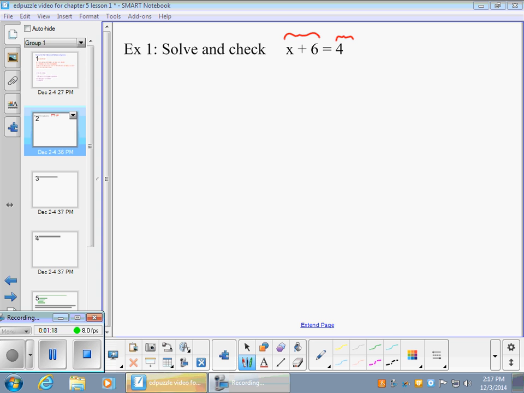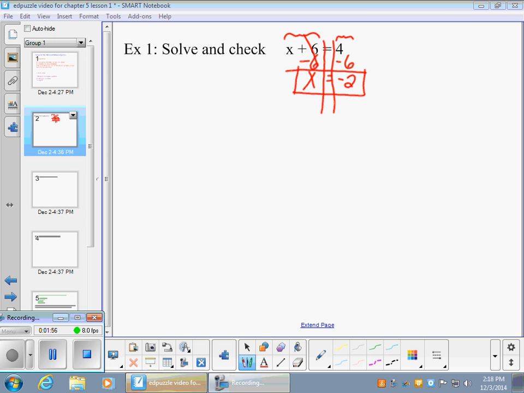Now we're going to follow the saying, look on the side the variable is on, get rid of the constant first. So we're going to look on the left side of the equation. We see x plus 6. So we are going to do the inverse, and we are going to subtract 6 from both sides. We are using the subtraction property of equality. A positive 6 minus 6 is 0. Bring down the x, bring down the equal sign, and 4 minus 6 is negative 2.